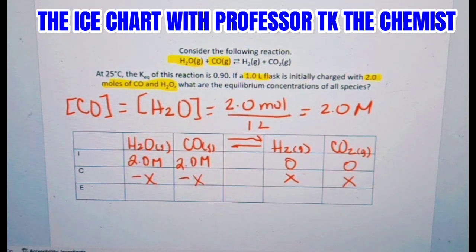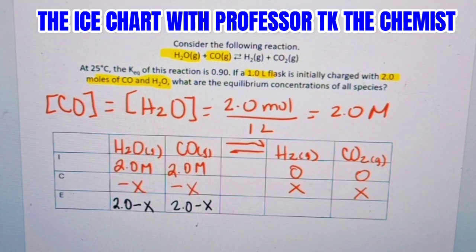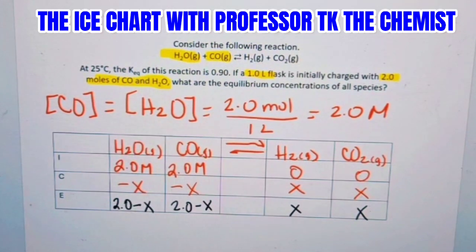Now, all you're going to do for your E, the equilibrium, y'all know the deal. You're going to add these two columns together. So right here, I'm going to put 2.0 minus X. So I'm basically bringing the I and the C together. I'm going to do the same thing over here, 2.0 minus X. Now, in this next column, 0 plus X, of course, is still going to give you X. Same thing over here. So far, so good.